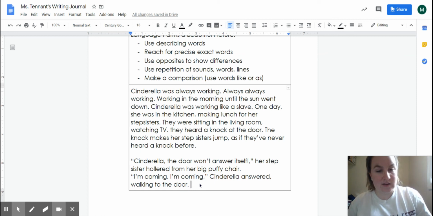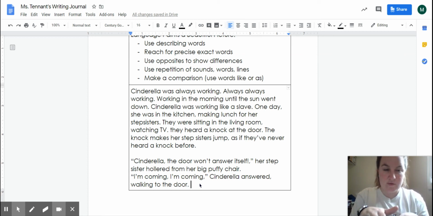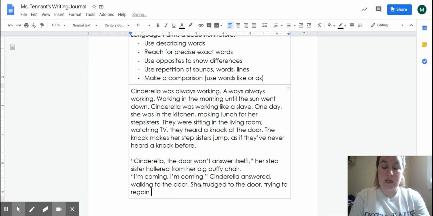Now, if she's working in the kitchen, she's making lunch, she's probably cleaning, she's probably doing all these things at once. She's probably starting to maybe get a little bit tired. So instead of walking to the door, sometimes people kind of don't pick up their feet when they're walking. They're kind of trudging along. I might say she trudged to the door, trying to regain whatever strength she had left.